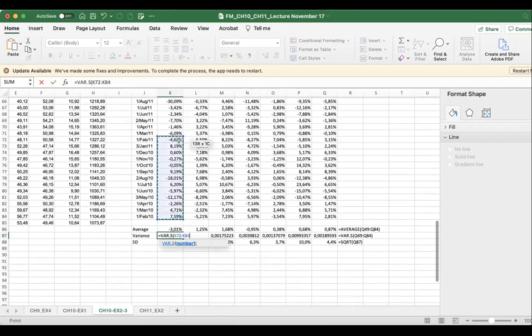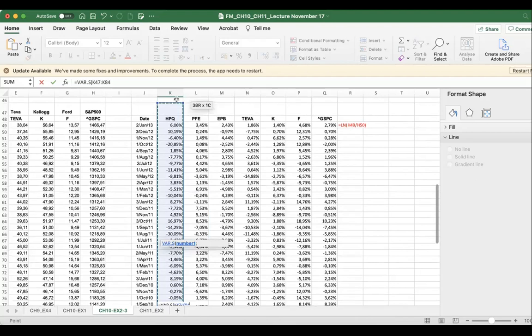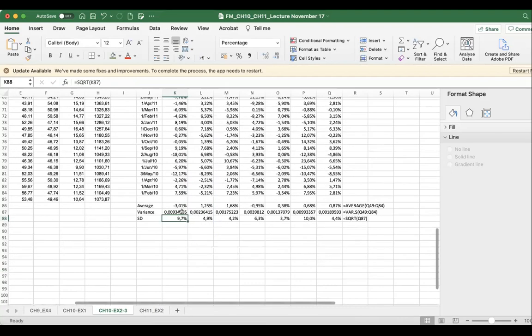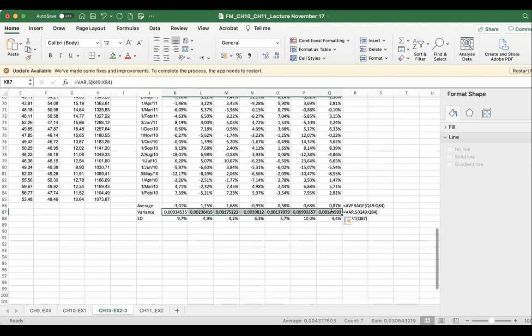Then we select all the returns for Hewlett Packard. Then close the parentheses. Then you scroll it to the right-hand side. If you use the var.p, you will find different results.